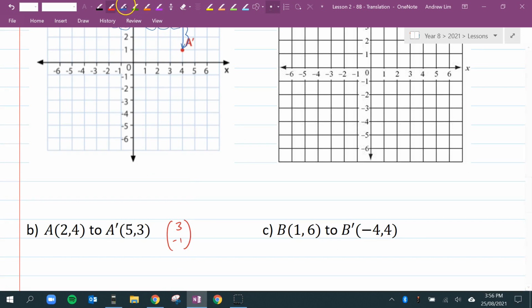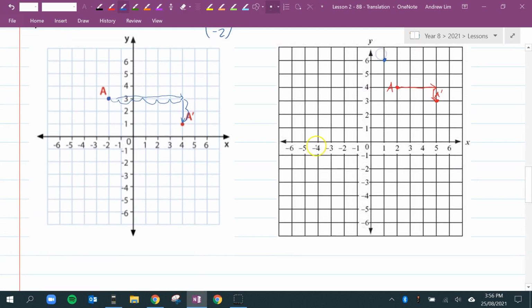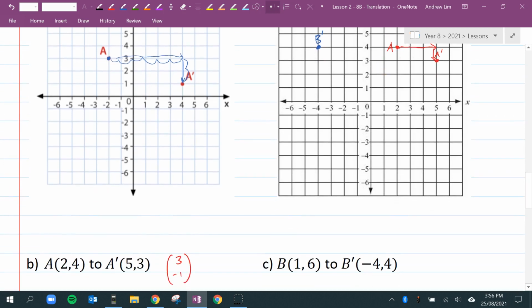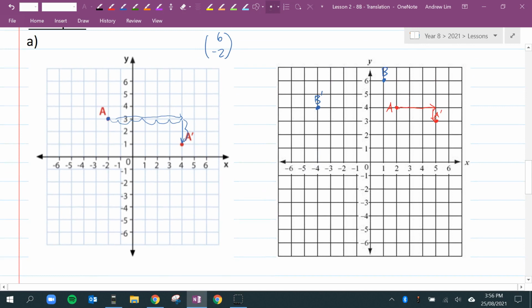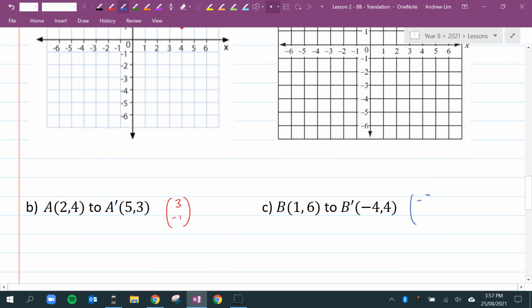What about C? We're moving point B from (1, 6) to (-4, 4). So this is B and this is B dash. Remember, we are always moving from B to B dash, from the letter to the letter dash. So we have to move left or right first. We have to move left first: 1, 2, 3, 4, 5 units left. And then down 2 units to get to B dash. So left 5 means we need to have minus 5 at the top. Down 2 means we need to have minus 2 at the bottom.